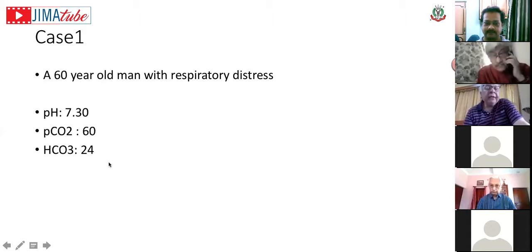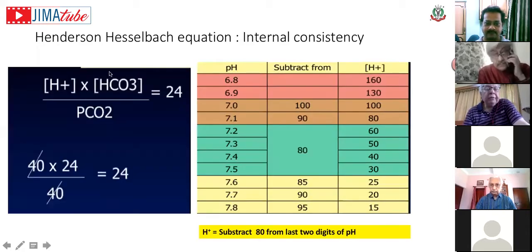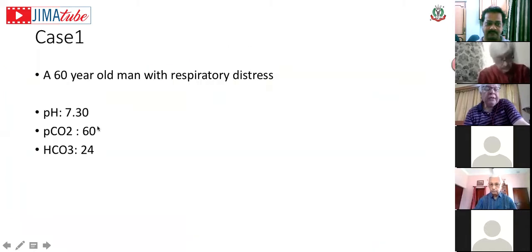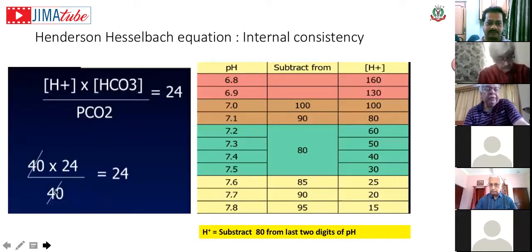So let me have this one myself. As you know, this is the pH, PCO2, bicarb. We talked about the Henderson equation last time. So first of all, you have to make sure that this ABG is internally consistent. So in order to do that, we have to calculate the hydrogen ion, and from that, we have to see whether the hydrogen ion is correct or not.